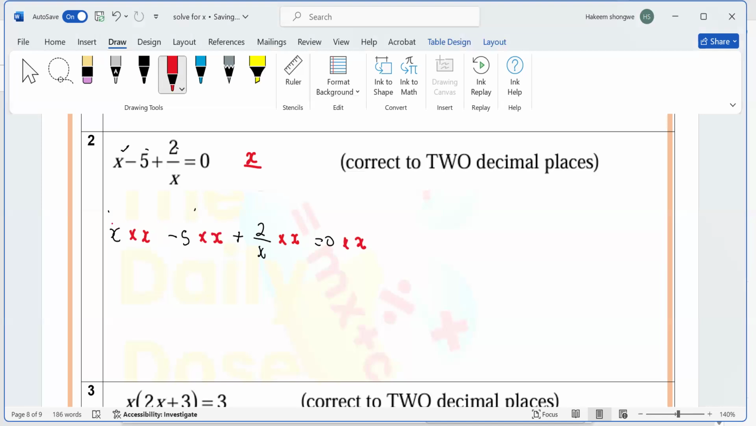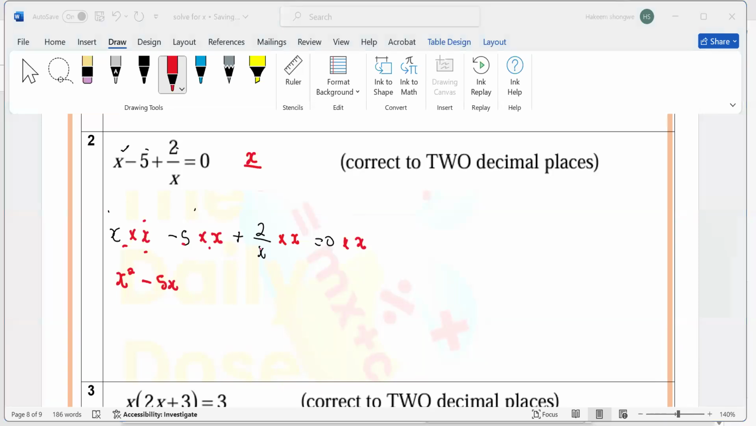And then if you do that, x multiplied by x is going to give you what? X squared. So we expect to get x squared here. Minus 5 multiplied by x, minus 5x. And look at this one.